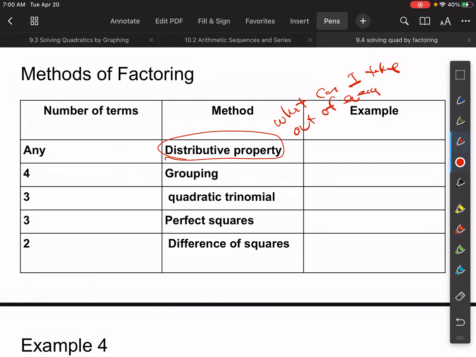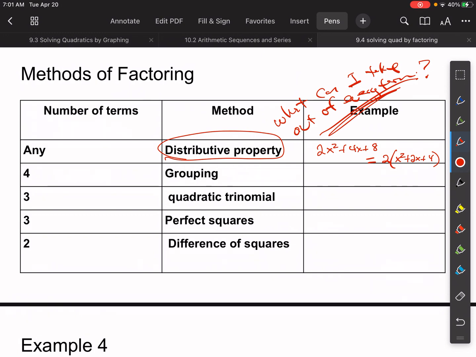Out of every term, right? What can I take out of every term? That's the question you always ask first. Okay, so for instance, an example of that would be if I had 2x squared plus 4x plus 8, I could take a 2 out, right? So that would equal 2 times x squared plus 2x plus 4. Okay, so using the distributive property to take something out.